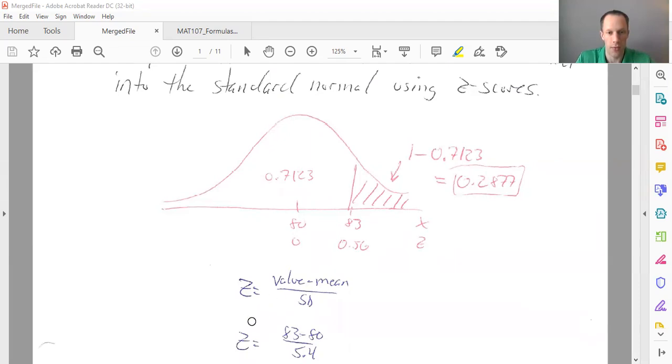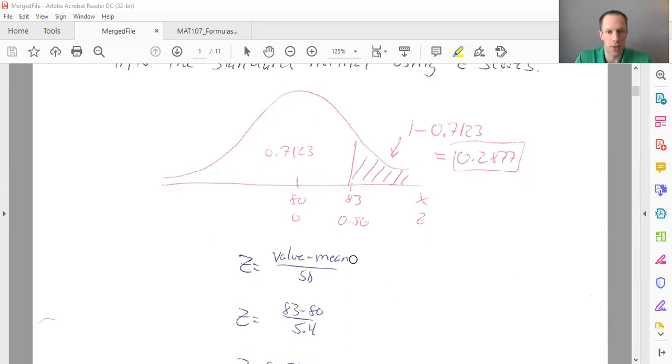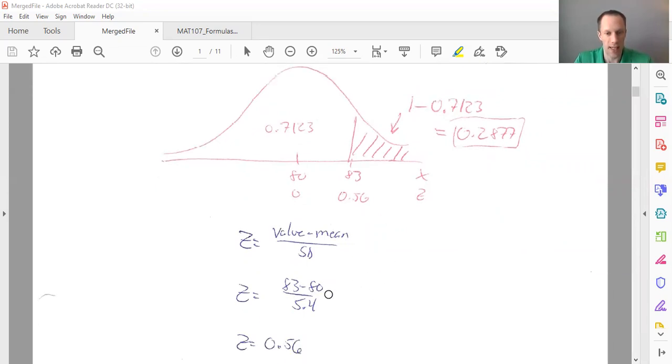So you might remember our z-score formula from chapter 3: value minus the mean divided by the standard deviation. Now, when we learned about z-scores in chapter 3, I told you that the mean of a data set will always convert to 0. If the value and the mean are the same number, you're going to get 0 divided by the standard deviation, and 0 divided by anything is 0. So that's why I know the mean, 80, automatically converts to 0. But what about 83? Well, take that value, 83, subtract the mean, 80. That gives you 3, divided by 5.4, and you get 0.56 as your z-score.